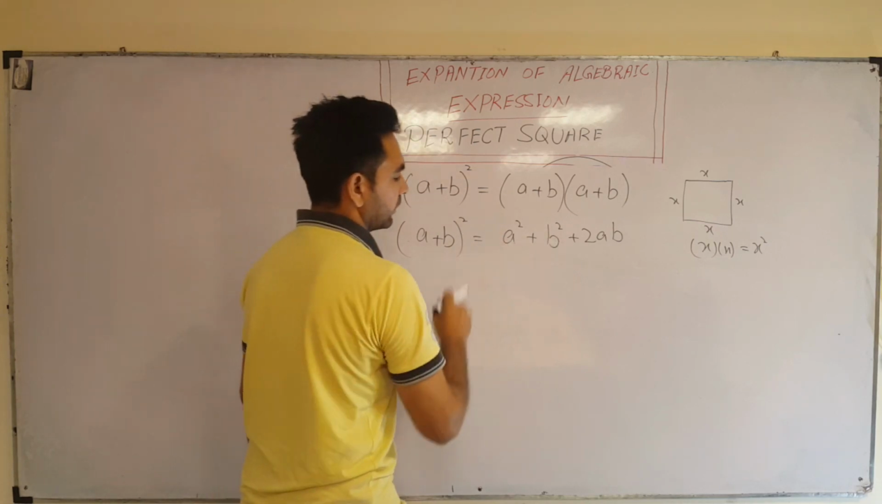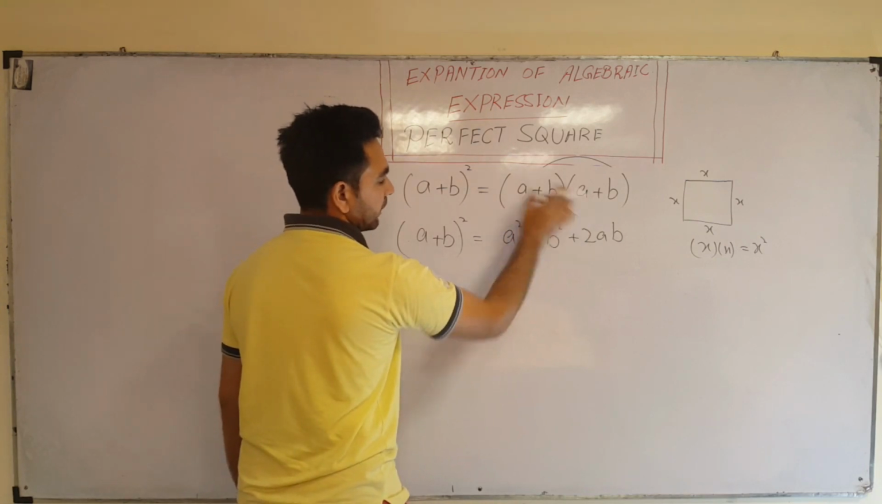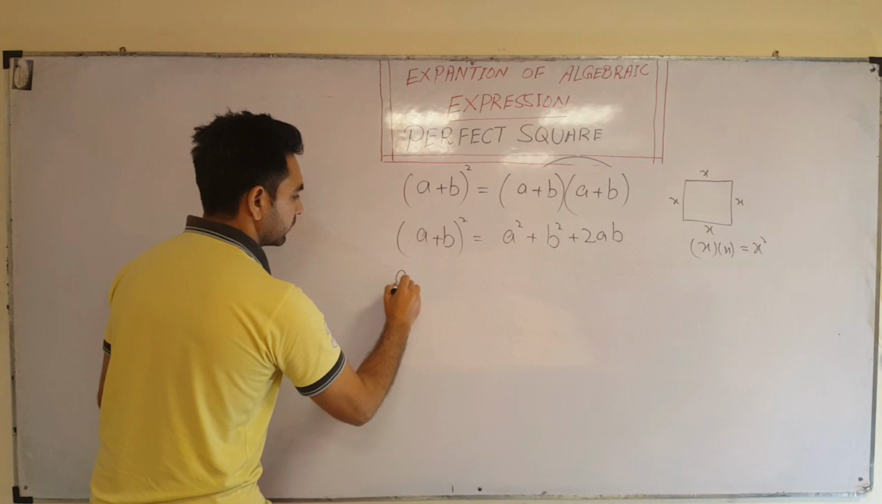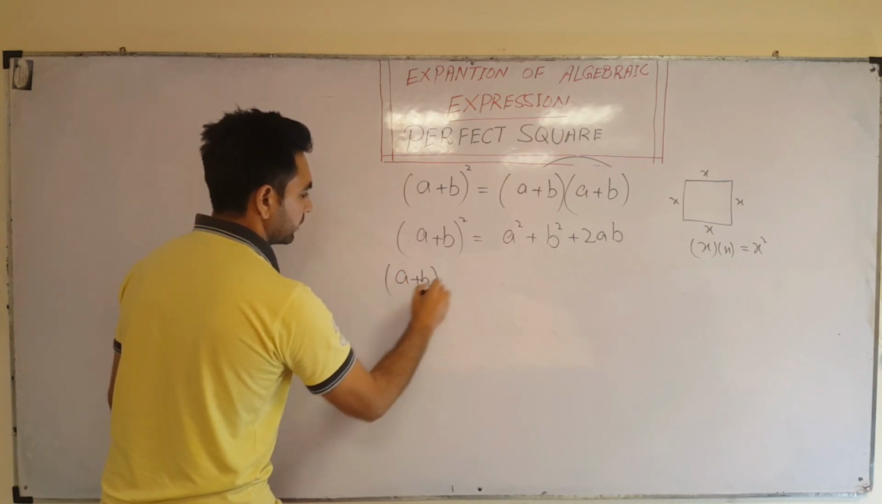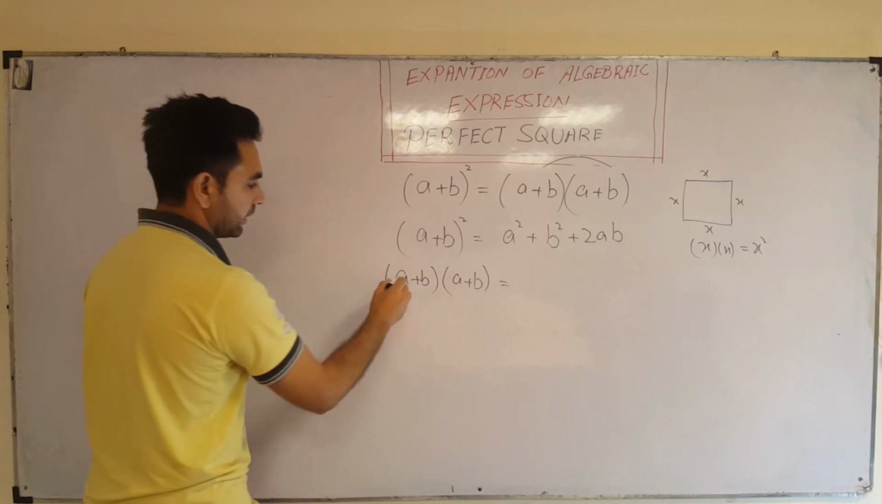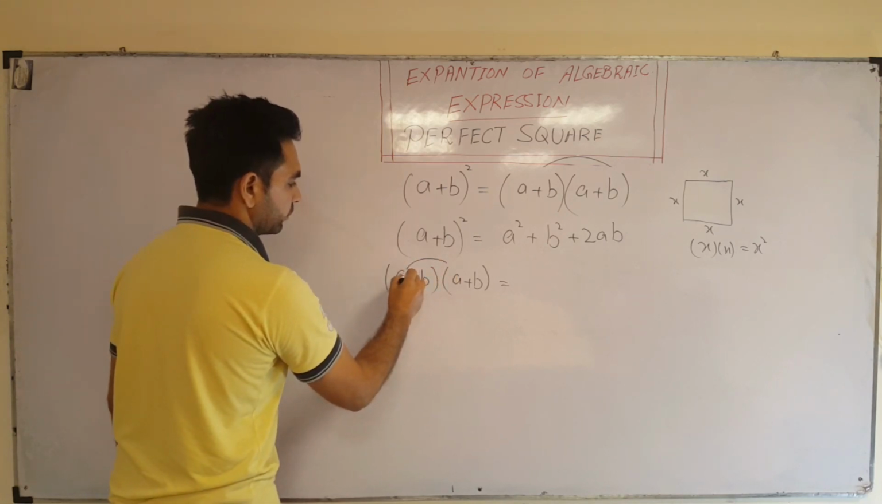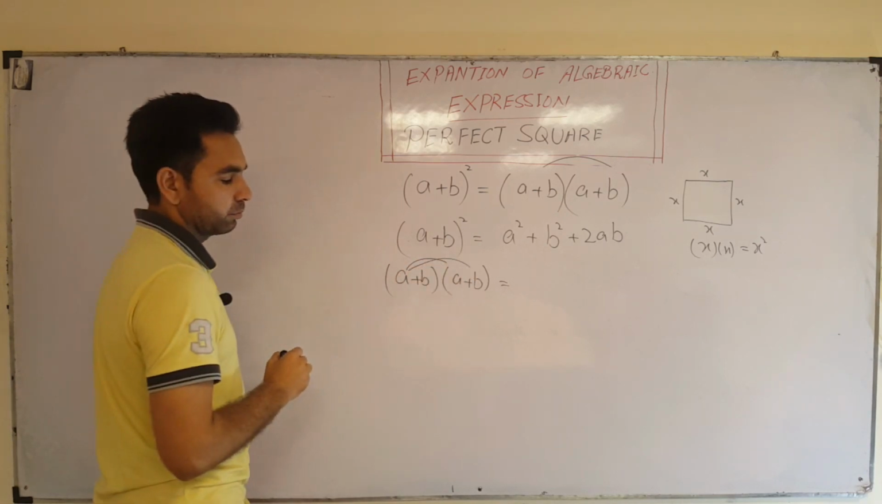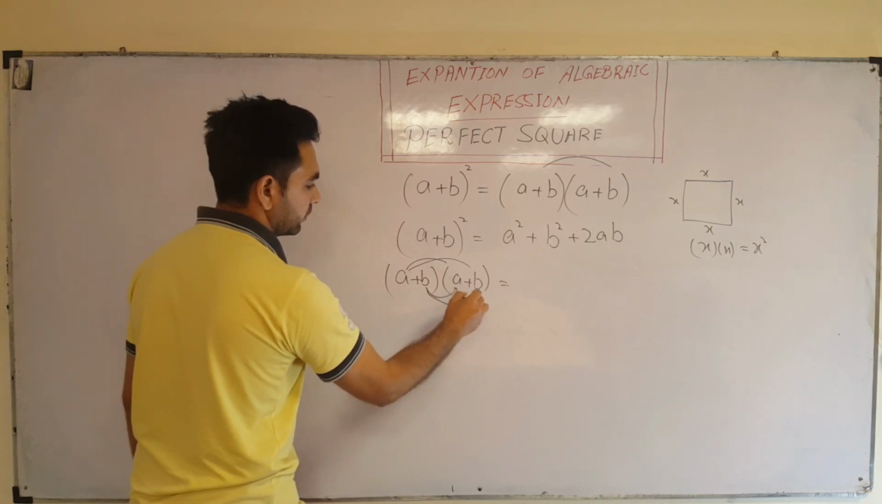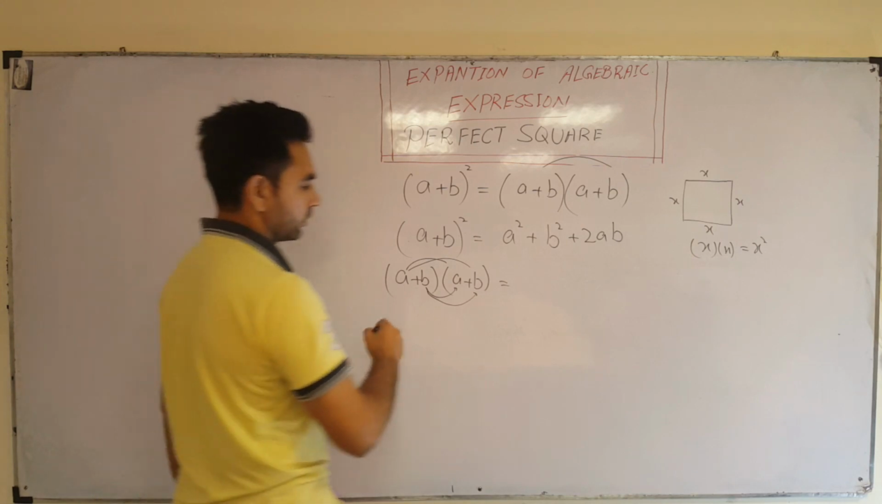How do we get this one? By multiplying this with the same expansion that we did before. So a plus b into a plus b. How do you expand this? Again, multiply this to the first one, multiply this to the second one. Similarly, multiply the second to the first one and multiply the second to the second one, that we already did.